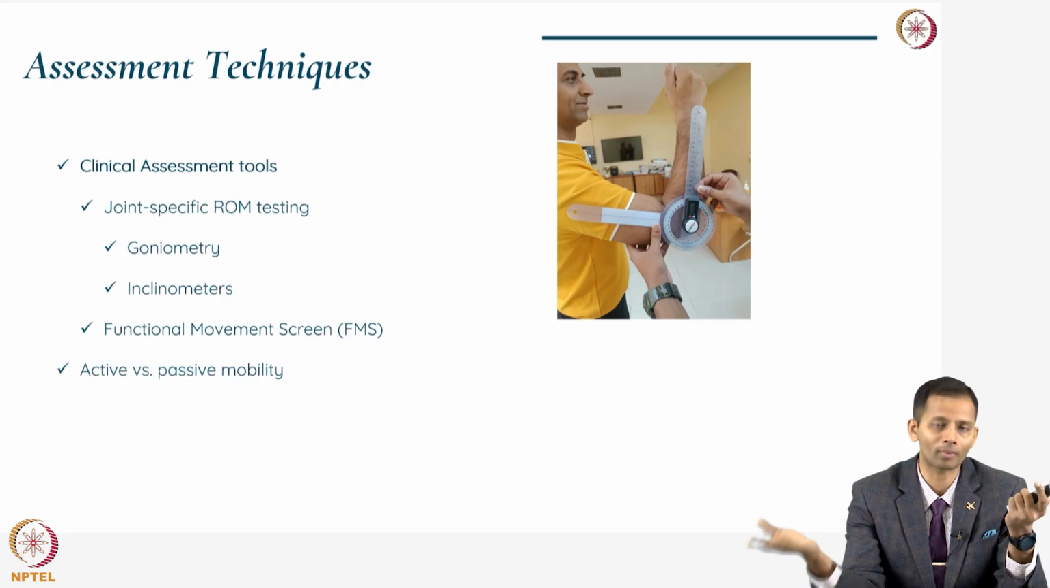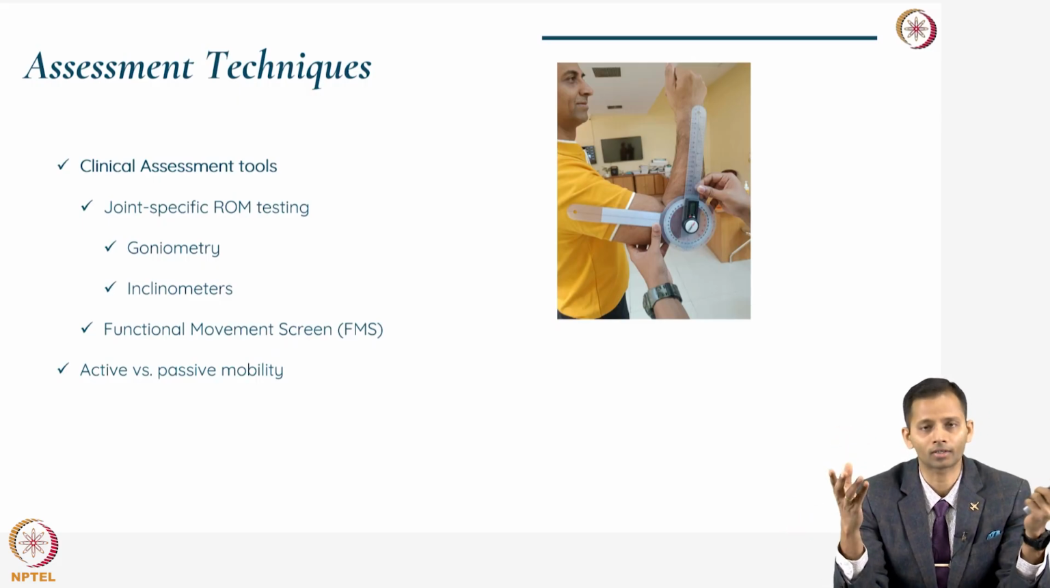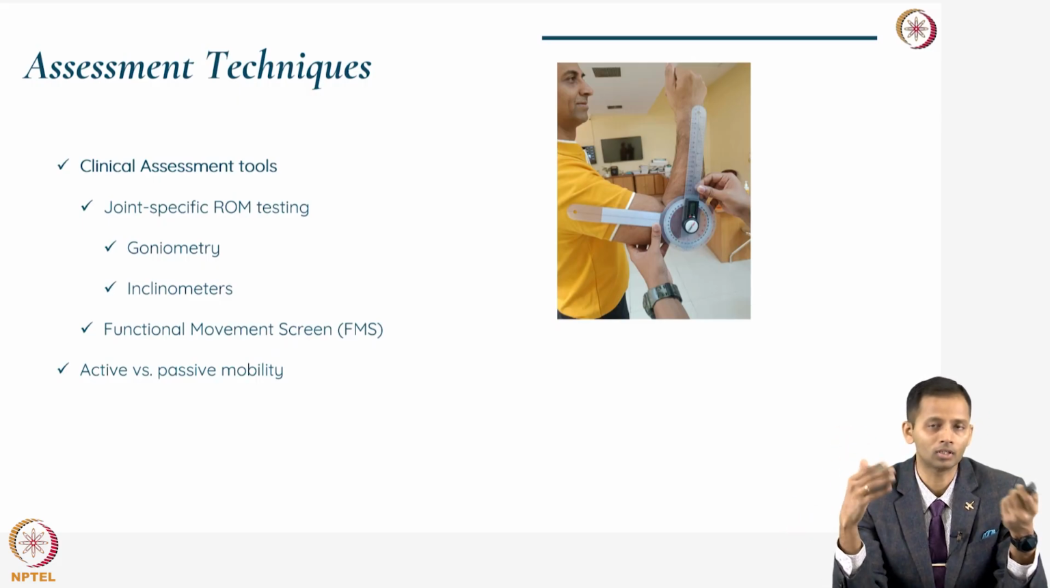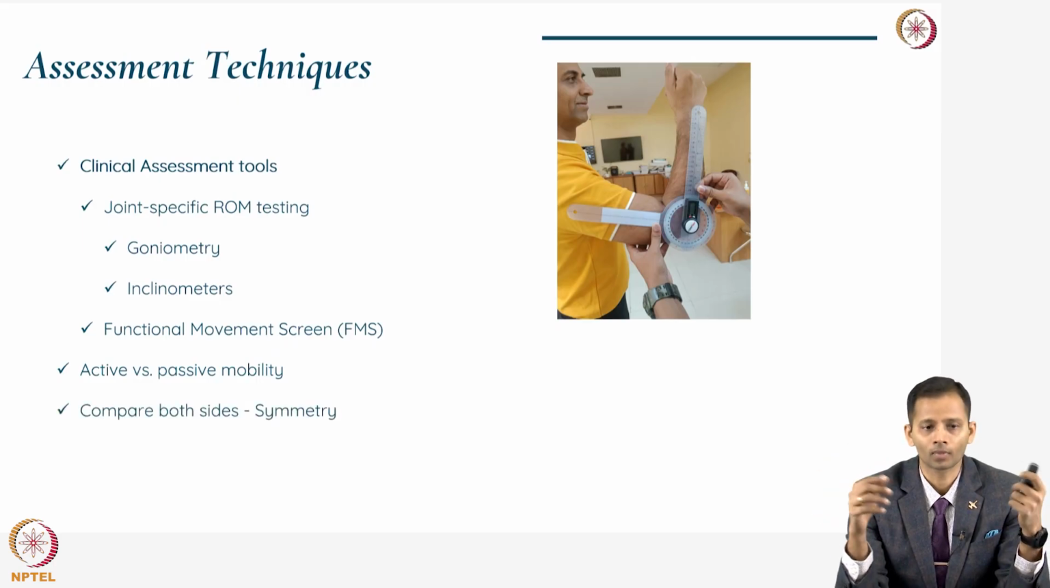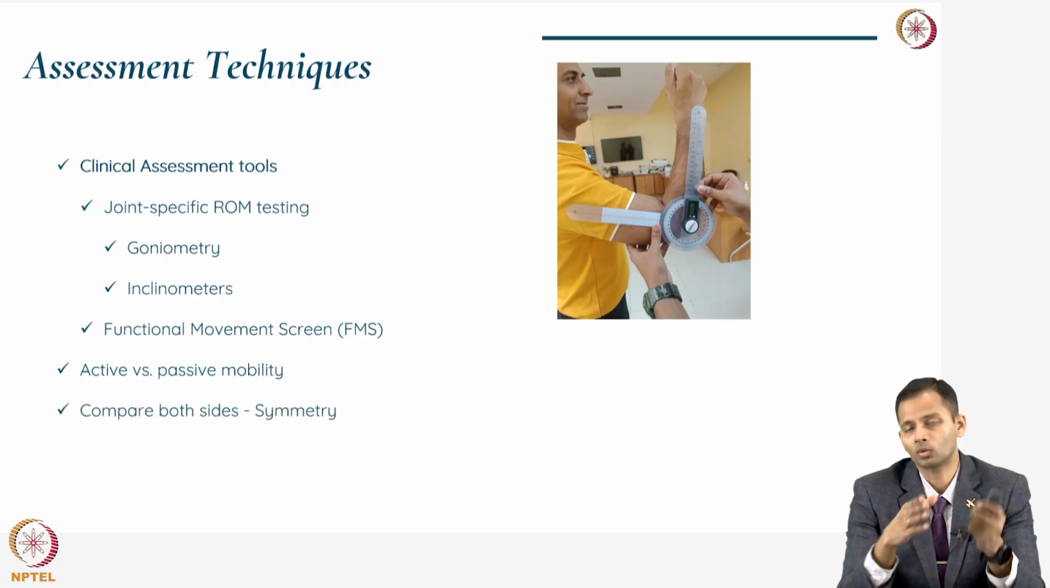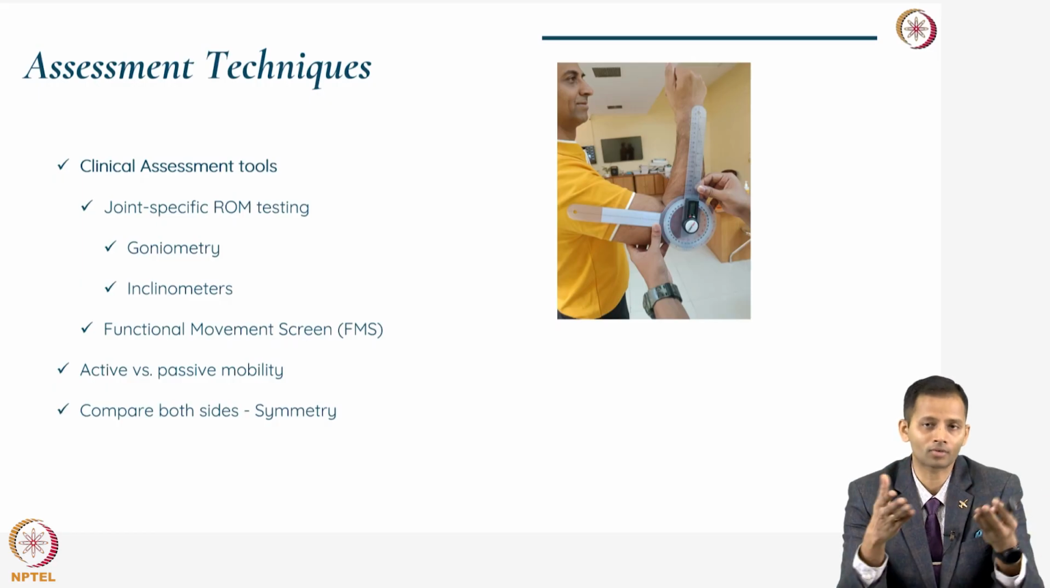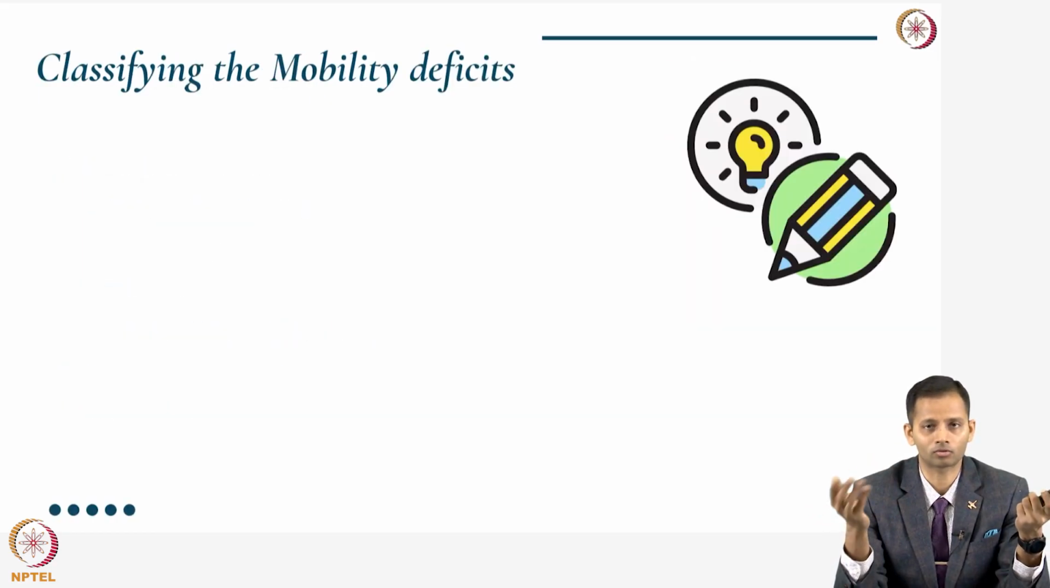So, you initially do a passive mobility to see the range and then thereafter ask the individual to do the active. So, that gives the active component as well, the neuromuscular complete loop is also examined in an active mobility. It is also important to compare both the sides to see any difference in the symmetrical values also.